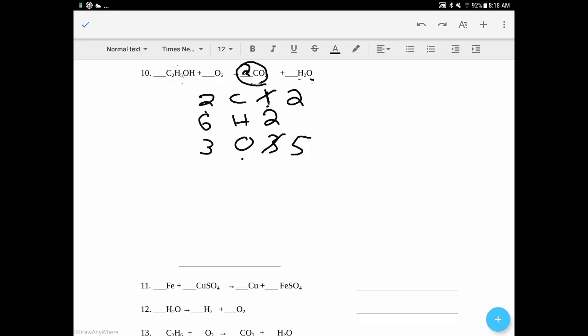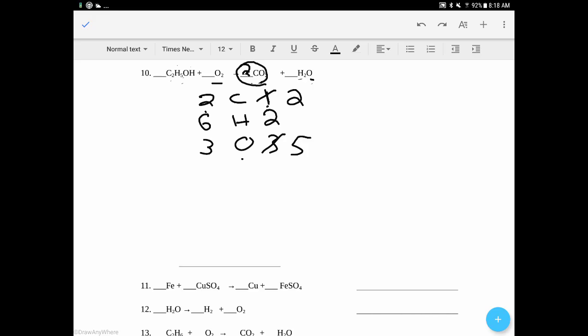Now, since oxygen over here is by itself, we're actually going to save balancing oxygen for last. Usually when you only have one thing, it's easier to save it to balance last. So instead of balancing O's, we're going to balance the H's. On the left side, we have 6 H's. On the right side, we have 2 H's.